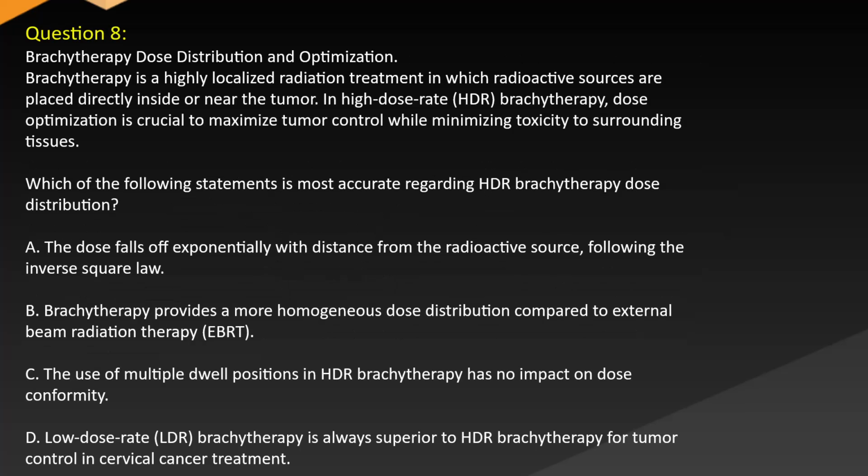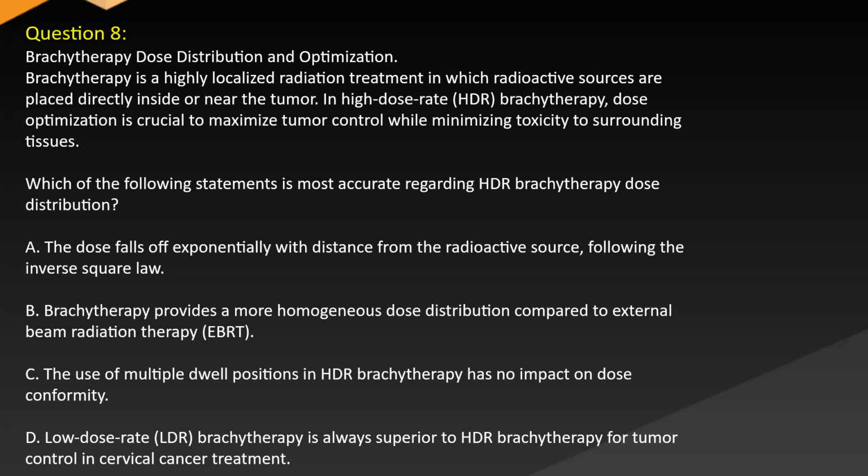Question 8. Brachytherapy dose distribution and optimization. Brachytherapy is a highly localized radiation treatment in which radioactive sources are placed directly inside or near the tumor. In high-dose rate (HDR) brachytherapy, dose optimization is crucial to maximize tumor control while minimizing toxicity to surrounding tissues. Which of the following statements is most accurate regarding HDR brachytherapy dose distribution?